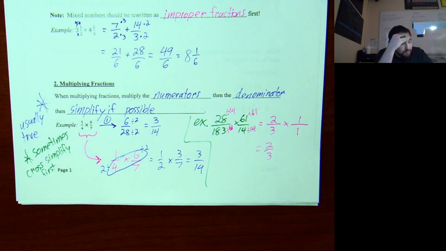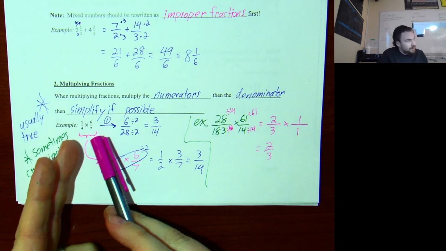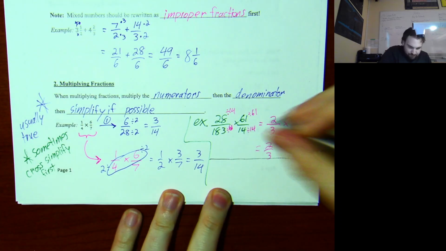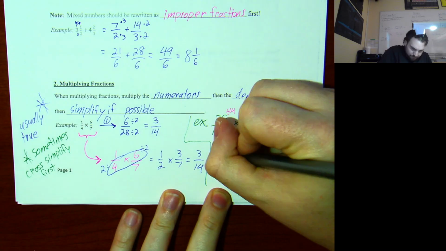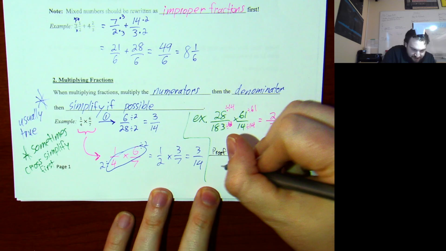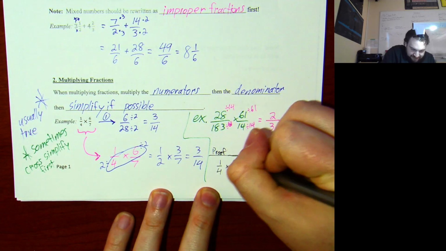Do I need to prove to any of you why this works, or do we understand why it works? Does anyone want to see the proof of why this works? Okay, some of you want to see the proof. Let's do it. To prove it to you, I'm going to go back to the easier one, which was 1/4 times 6 over 7.